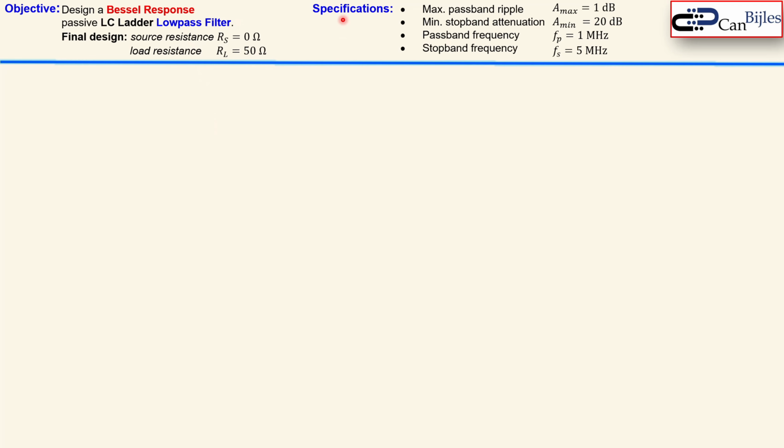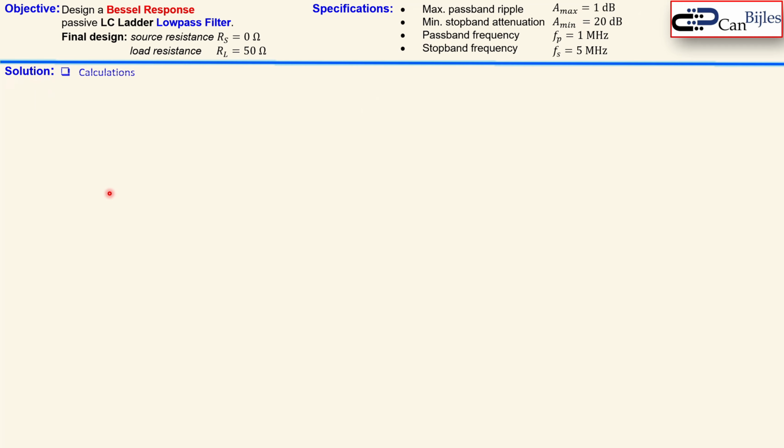And the specifications for this filter will be then a maximum passband ripple of 1 dB, the minimum attenuation we want in the stop band region of 20 dB. The passband frequency is 1 MHz, so at this frequency I need to have at max a gain reduction of 1 dB. That's the meaning of these two specifications. And the stop band frequency, meaning at 5 MHz, I need an attenuation of at least 20 dB. Alright. So how do we tackle this problem?